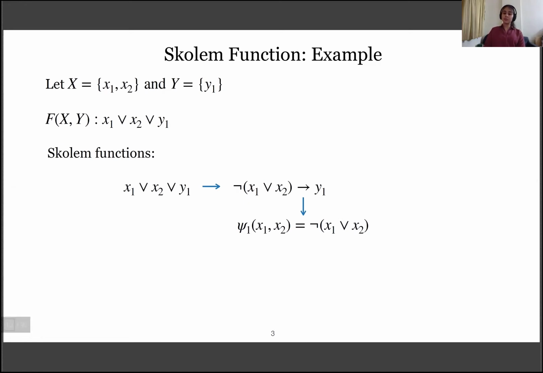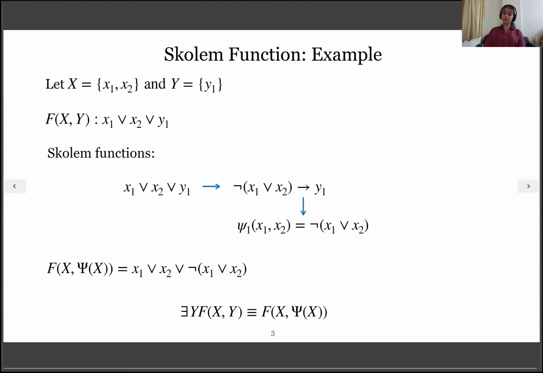For that, first we have to compute f of x, psi of x. Here we have replaced y1 with its corresponding function, negation of (x1 or x2). And as we can see, for all the valuations of x1 and x2 for which f of x, y evaluates to true, f of x, psi of x is also evaluating to true. Hence, this is indeed a Skolem function.